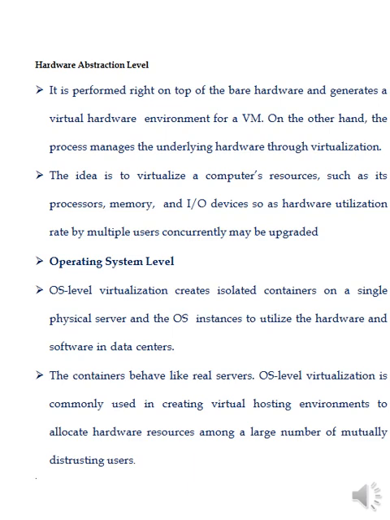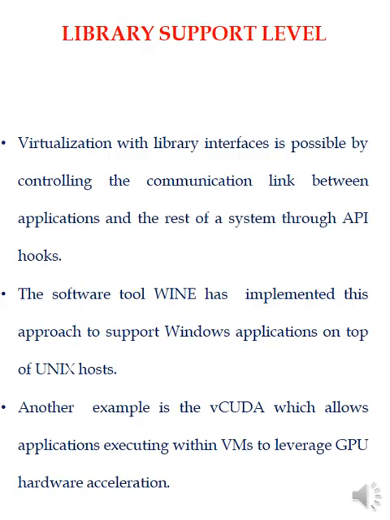Hardware abstraction level is performed right on top of the bare hardware. On the other hand, there is a process that manages the underlying hardware through virtualization. So what's the basic idea? To virtualize computer resources. So what are the resources? Processor, memory and IO devices, to improve hardware utilization rate by multiple users that will be concurrently supported. Operating system level virtualization creates isolated containers.